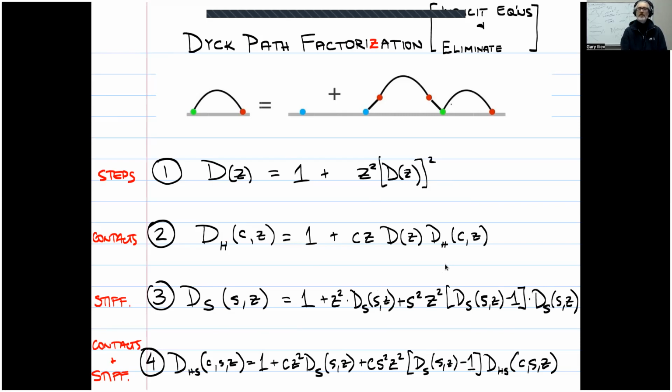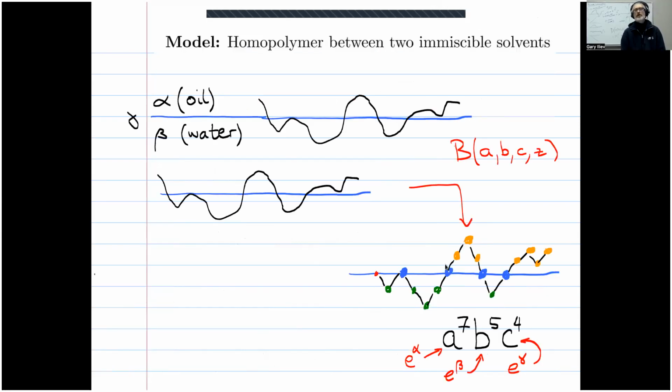If I save the stiffness model for the next slide, I can take this Dyck path factorization and put it together to come up with a generating function. I'll call it B of A, B, C, and Z. So this is B for a bilateral Dyck path. This is something that exists on both sides of that preferred interface. And here's, for example, one such walk.